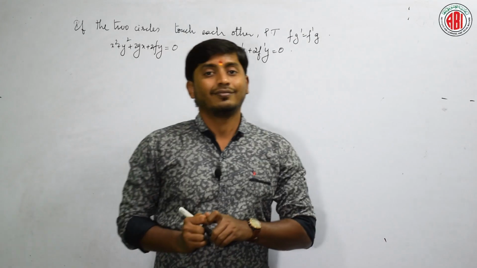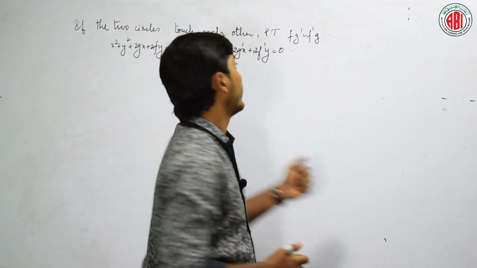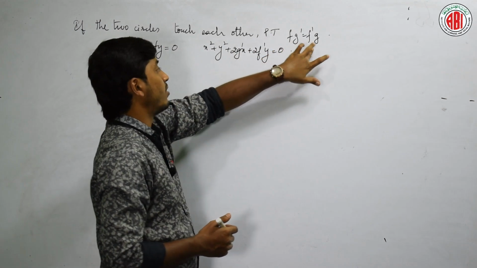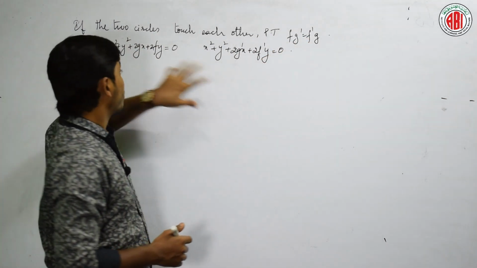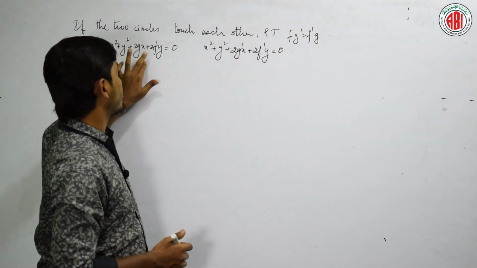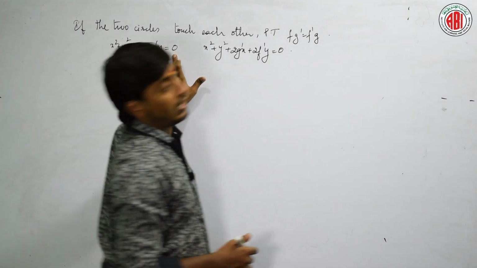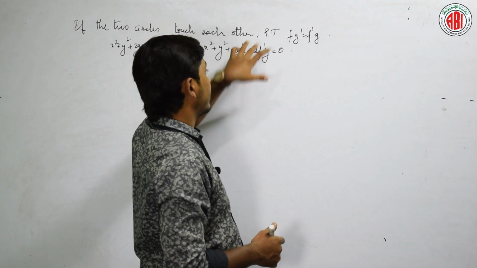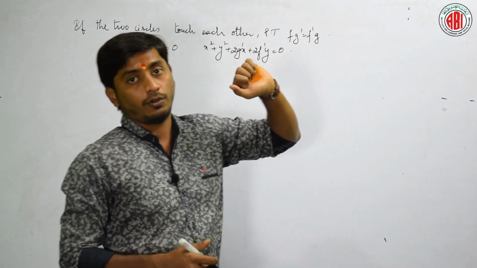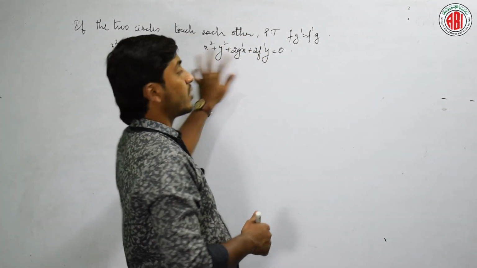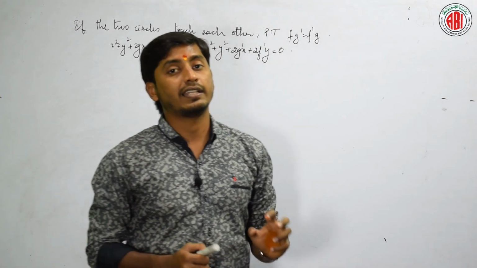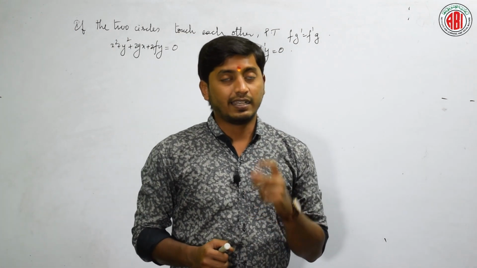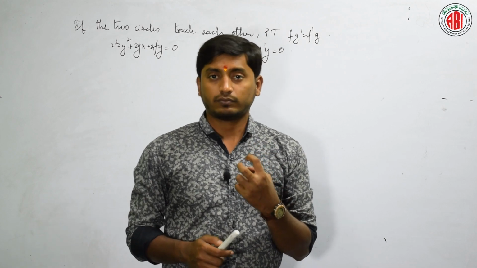Let's do. Look at the next question here. He is telling that if the two circles touch each other, prove that fg dash is equal to f dash g. What are the two circles? x square plus y square plus 2gx plus 2fy is equal to c, and x square plus y square plus 2g dash x and 2f dash y is equal to 0. If you observe, we do not have a constant in both equations, so it clearly tells that both the circles touch at the origin. Yes.